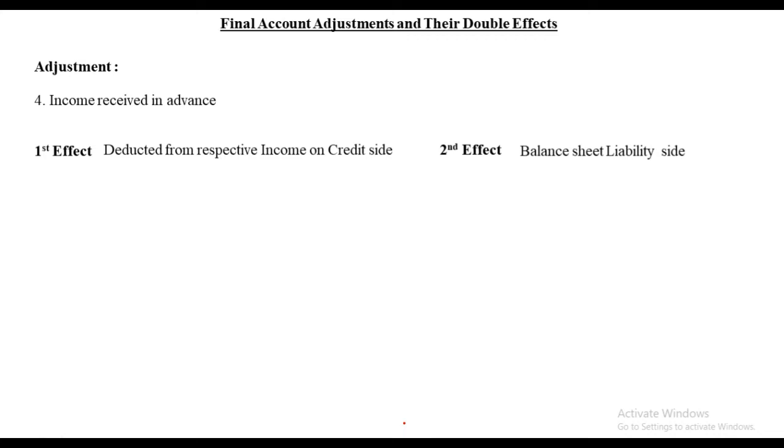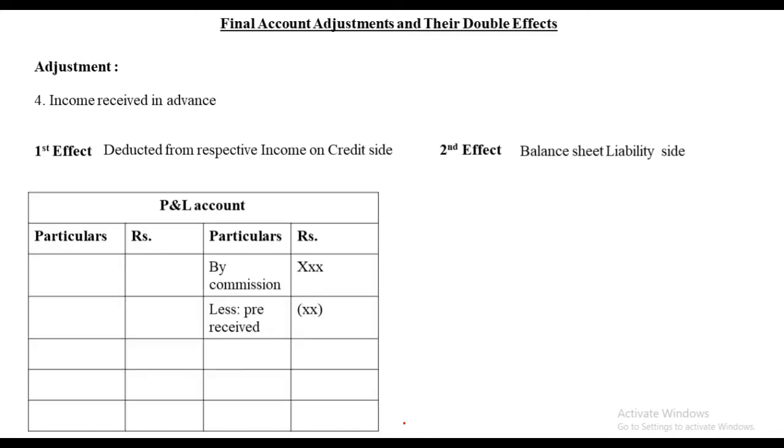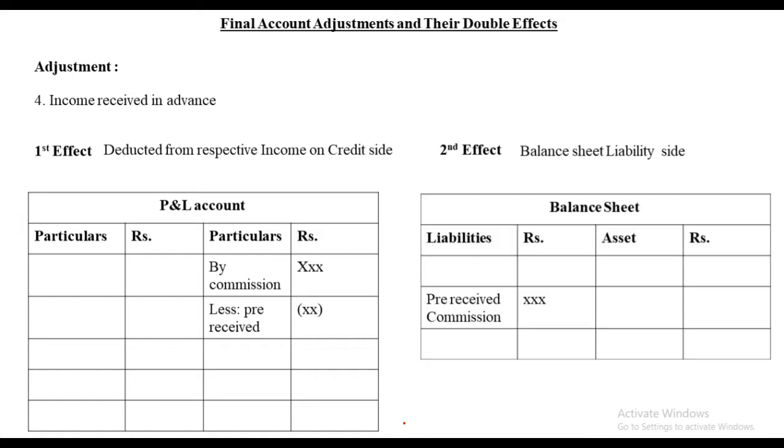So for example, if it's an income in your P&L account on the credit side, let's say you have a pre-received income of commission, and it will be by commission less pre-received. And the second effect of this will be that only the pre-received income will appear on the liability side of the balance sheet. That's adjustment number 4.